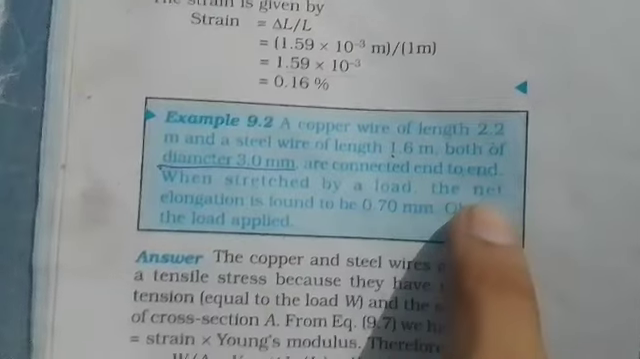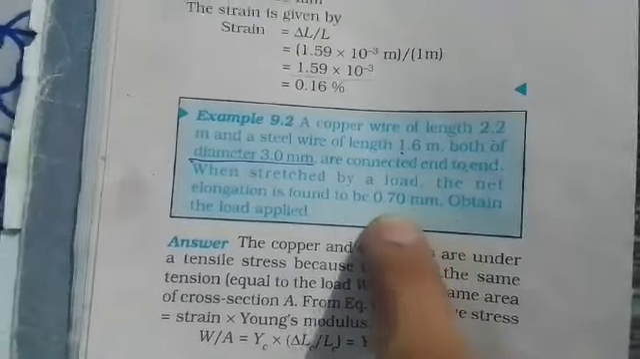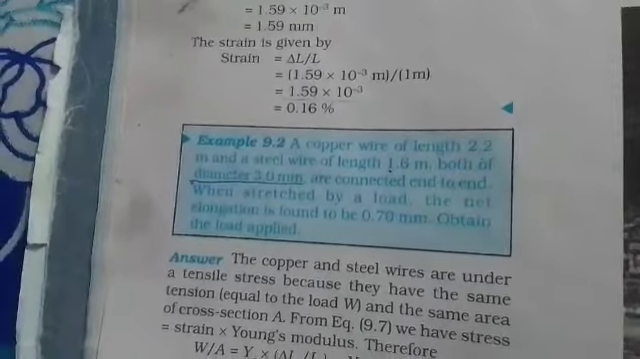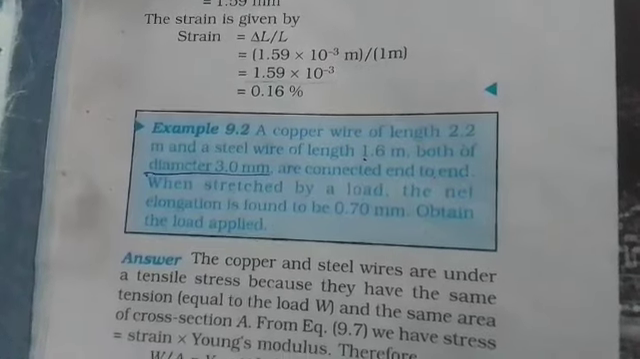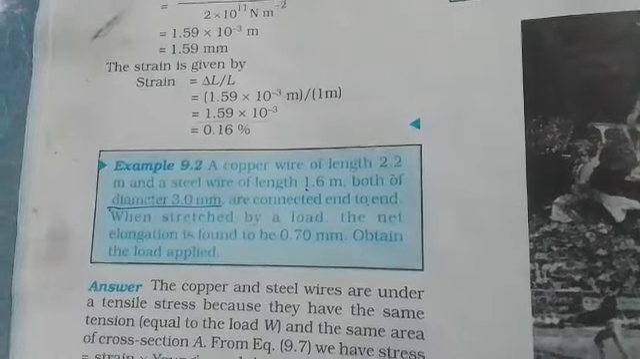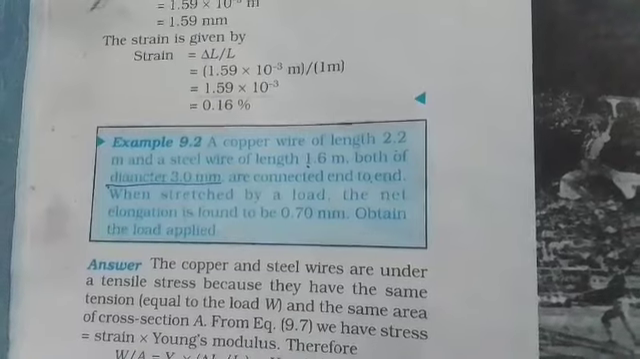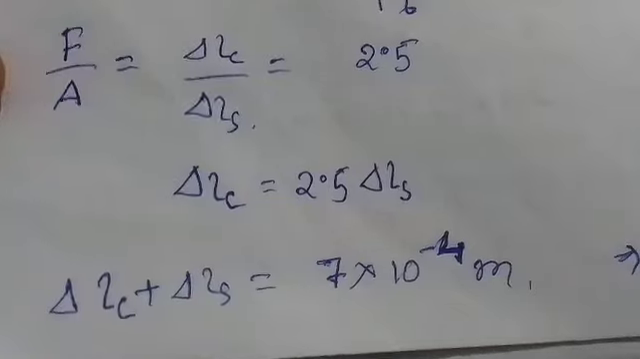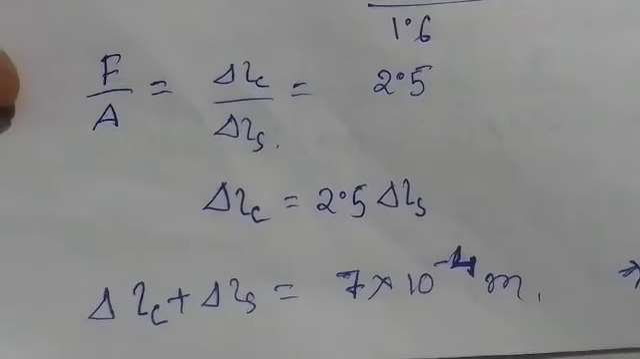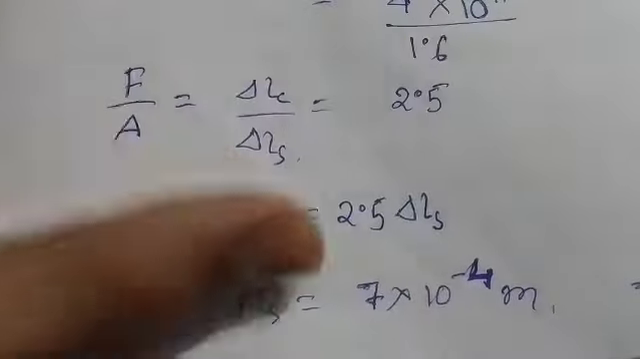Now it is given that when these two wires are stressed by the load, the net elongation is found to be 0.70 millimeter. That is, if the wire is allowed to hold that load, the elongation that is found is 0.70 millimeter. That is the change in length of the copper wire plus the change in length of the steel wire. Converting this into meter, we get 7 into 10 to the power minus 4 meter.